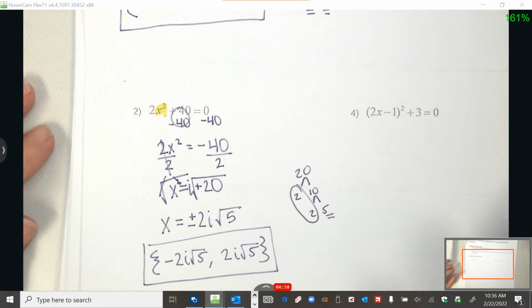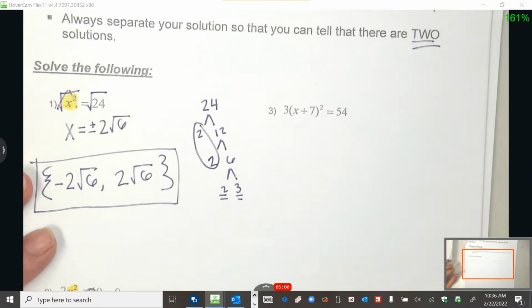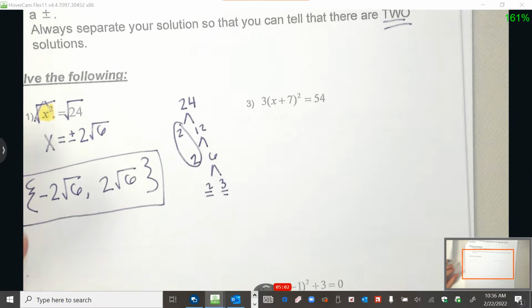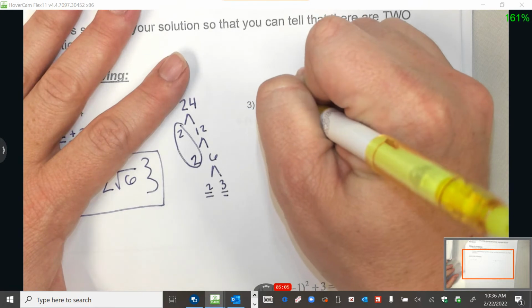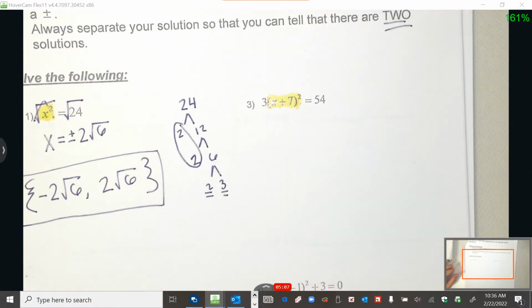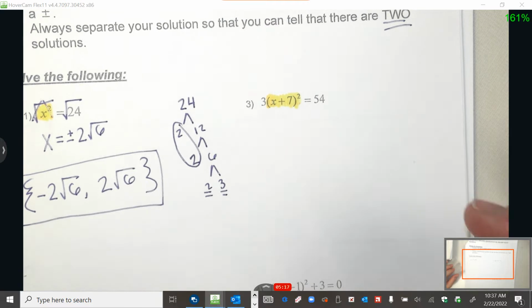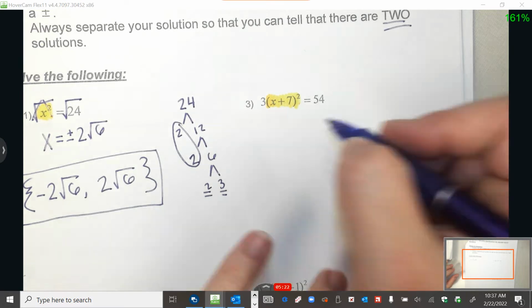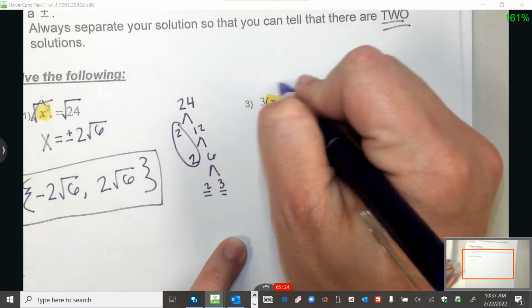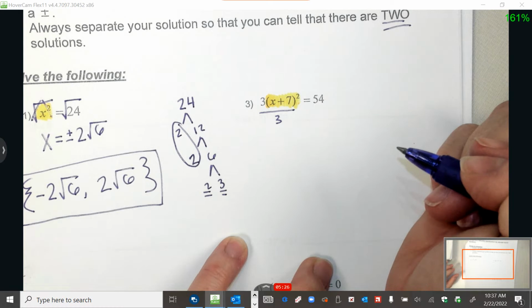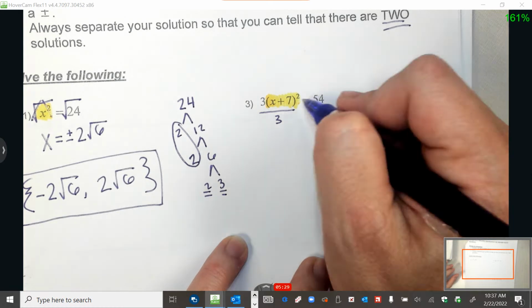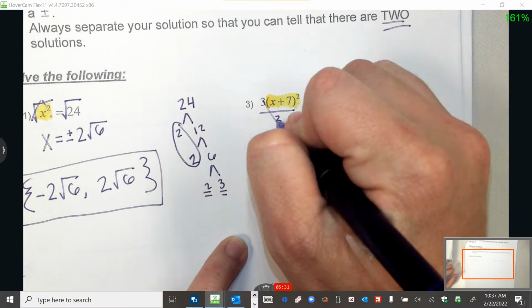Okay, so let's look at number 3. What's squared? That whole thing. Okay, what do I need to get rid of? The 3. How do I get rid of that 3? Divide. Don't ever multiply it in, because if you follow PEMDAS, you'd have to do parentheses or exponents first, and we're not doing all that. That would make this problem way harder.